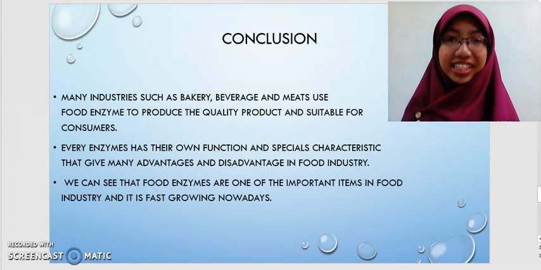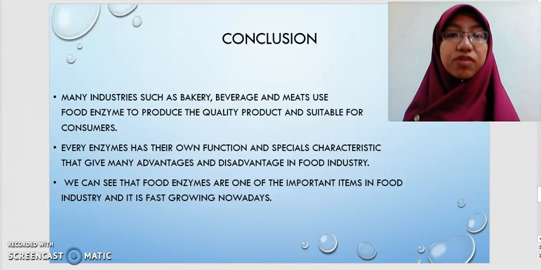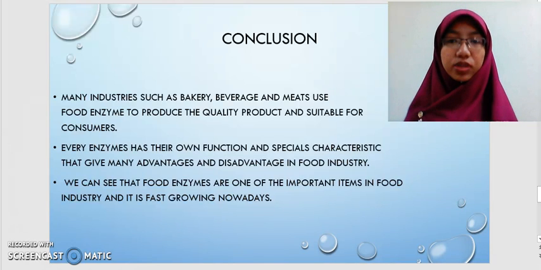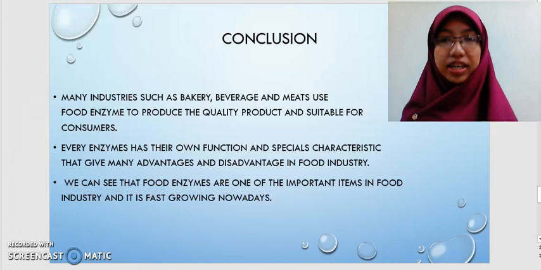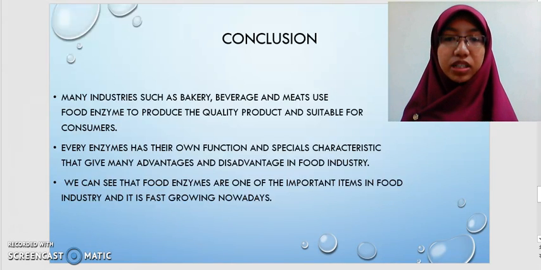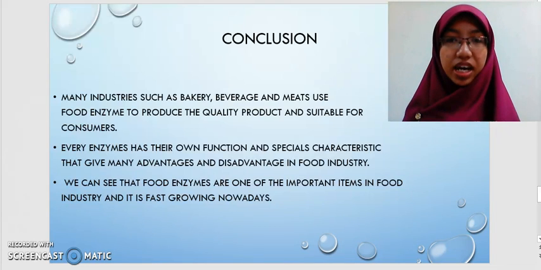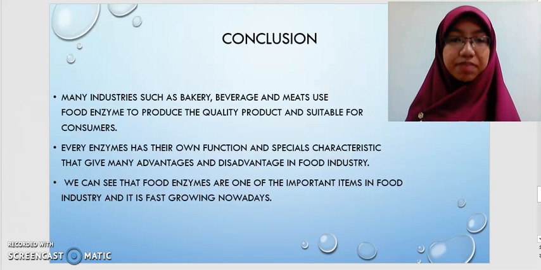From the information given, we can conclude that many industries such as bakery, beverage, and meat use food enzymes to produce quality products suitable for customers. An example for bakery is dough making, and for beverage we can see alcohol production, milk production, and bicarbonate drink production. And for meat, the industry uses it for meat tenderizing.